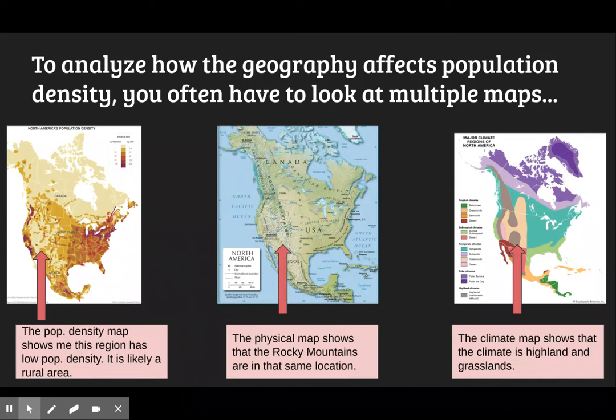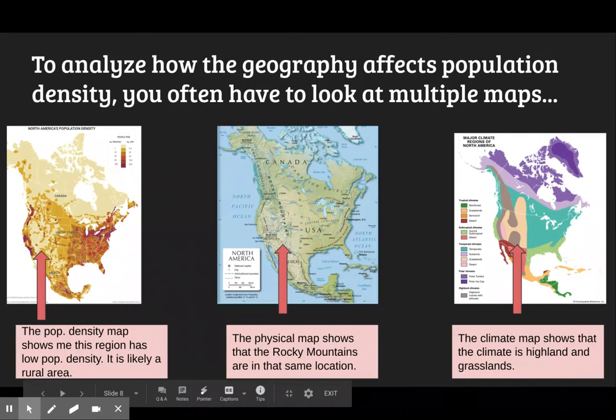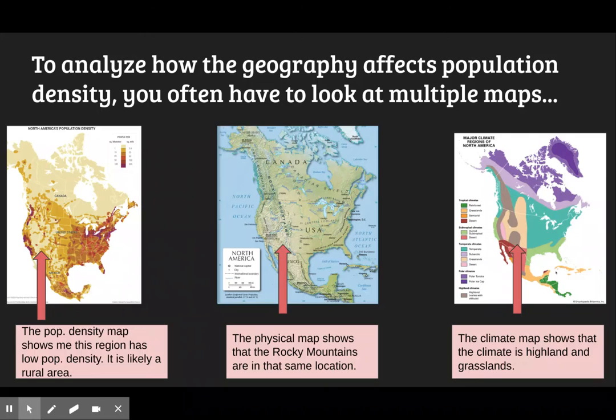So to analyze how the geography affects population density, you often have to look at multiple maps. And so we have population density, a physical feature, and the thematic map. But on this one, less people live right here in this general area because of the Rocky Mountains. And what type of climate is that? And then you're going to look at where it says grasslands and actually when you see elevated areas.